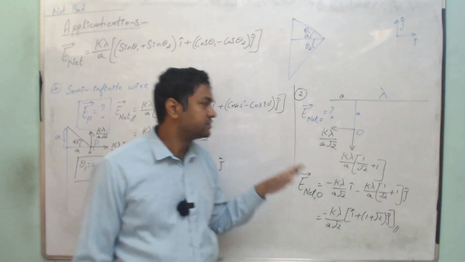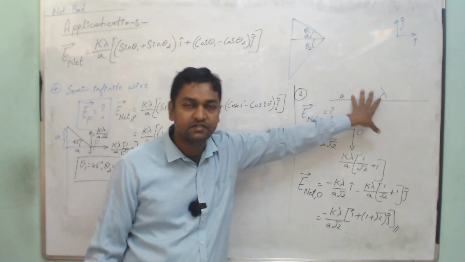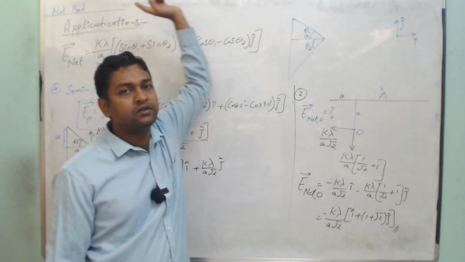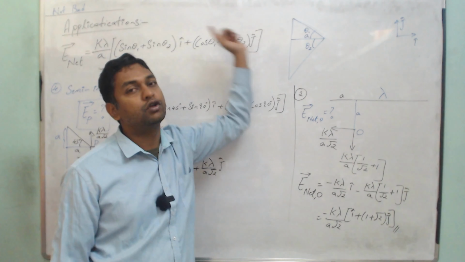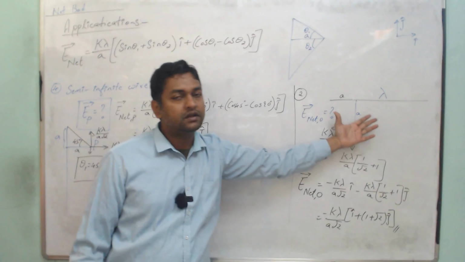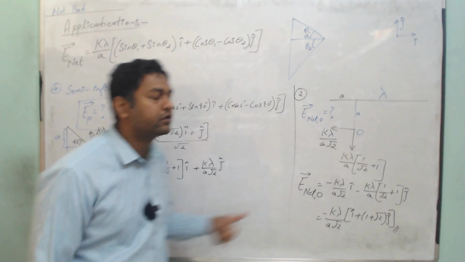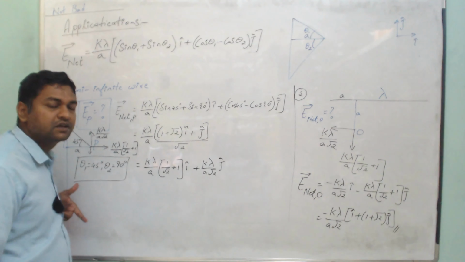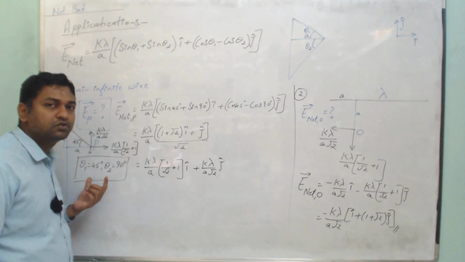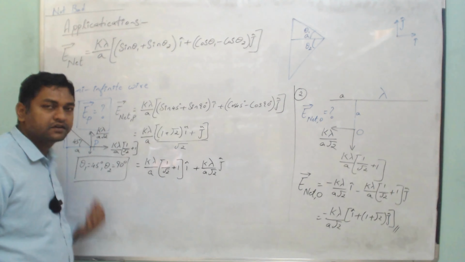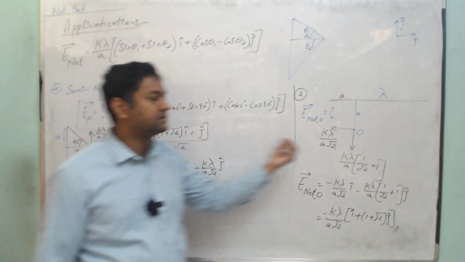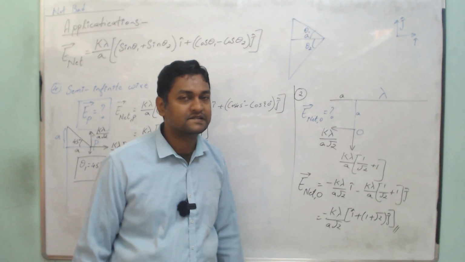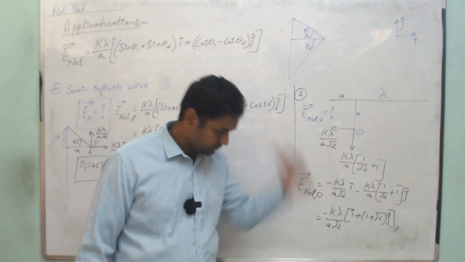Suppose this particular situation is given. The only thing that I need to remember is this particular figure and formula. I will redraw it according to my convenience, identify theta 1, theta 2, get it in terms of i cap and j cap, and substitute. Clear?